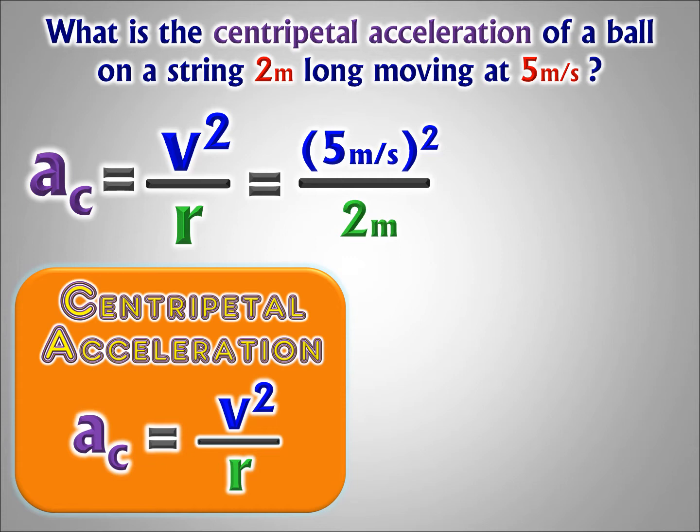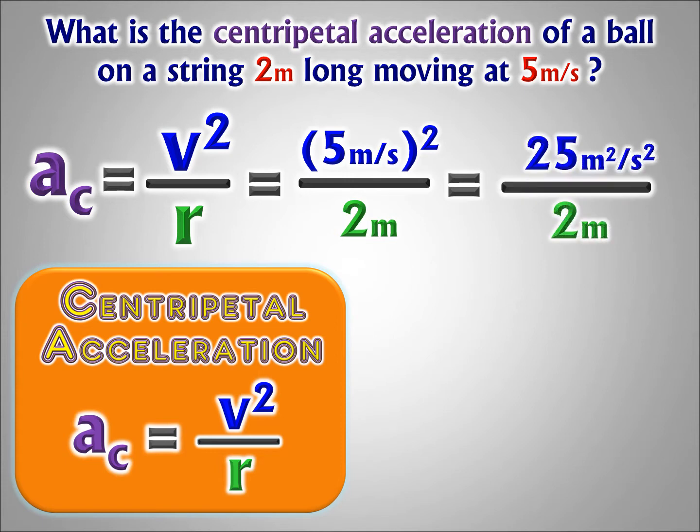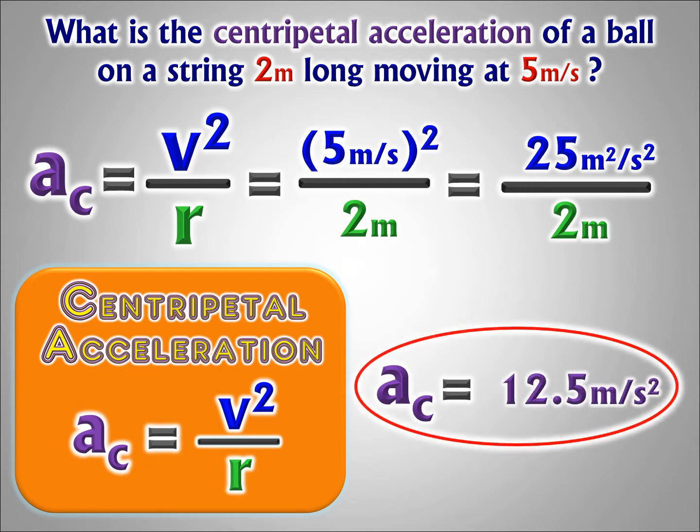So what's 5 squared? Well, that would be 25. Meters squared is meters squared. Per second squared is per second squared. So 25 meters squared per second squared over 2 meters. What is 25 divided by 2? Well, 12.5. One of the meters will cancel, and we will wind up with units of acceleration, which is what we want, 12.5 meters per second squared.